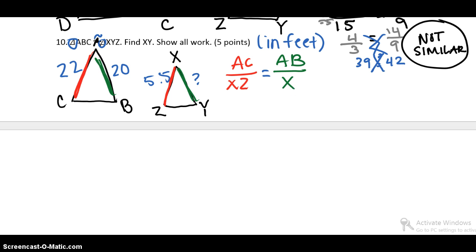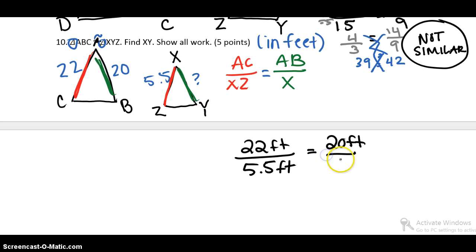Now again, we're going to plug in what we know here. Side AC, and we're getting this just from the picture that's given to us. Side AC is 22, and this should be in feet, so we're going to keep feet there just so we remember. And side XZ is 5 5/10 feet, 5.5 feet, equaling side AB is 20 feet, and side XY we don't know, so we're going to put X feet there. So to solve, again, we're going to do our cross product here, or our dance method, whichever one. So 22 times X is 22X equals 20 times 5.5, which ends up being 110.